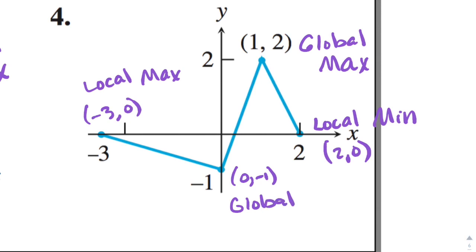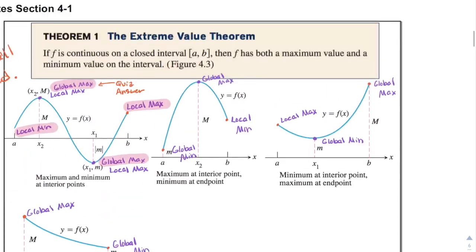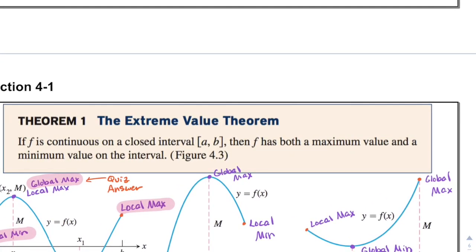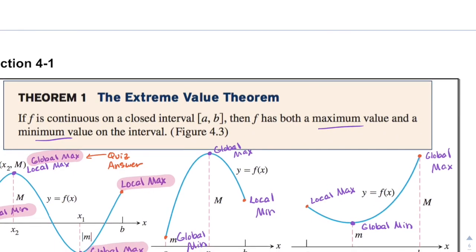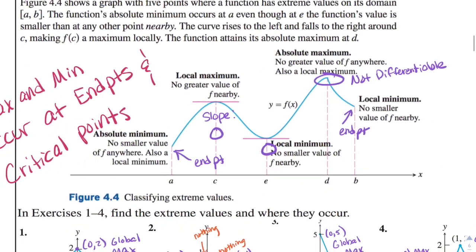This was a closed interval, so on every closed interval, we have to have a global max and a global min, at least one, according to our theorem. Our theorem says that if f is continuous on a closed interval, we have a maximum and minimum value on the interval. It tends to be global, on the endpoints or somewhere along the line.